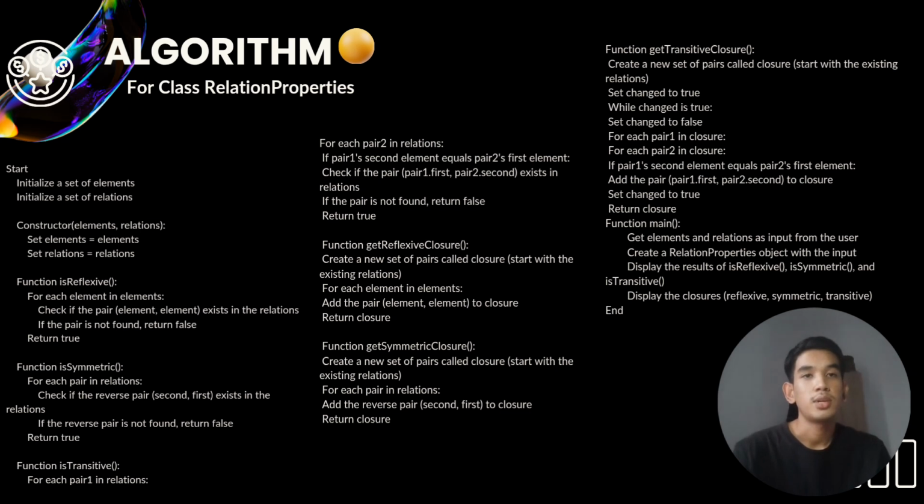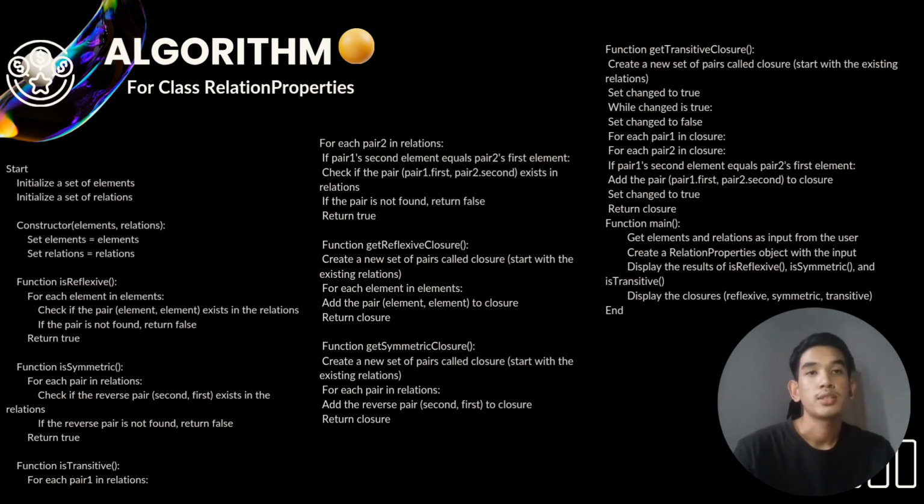Start with the existing relations, add the reverse pair, second and first, to closure, return closure, and then we create a new set of pairs called closure. Start with the existing relations, set change to true. While change is true, set change to false. For each pair 1 in closure, for each pair 2 in closure, if the pair 1 second element equals pair 2 first element, add the pair 1 first, pair 2 second to closure, set change to true. Return closure.